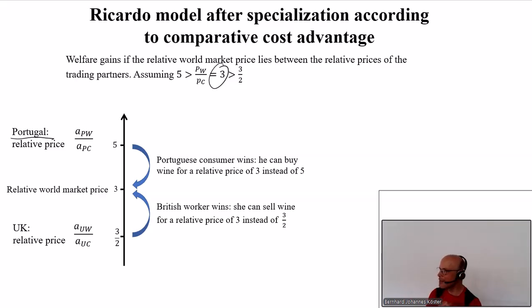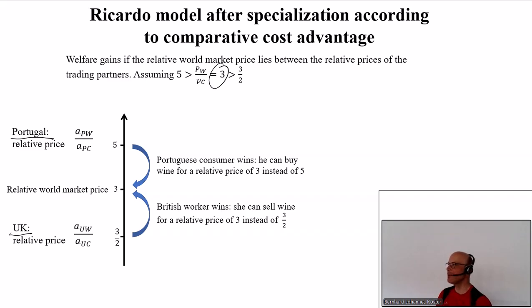Now let's take this exchange ratio on the world market of 3 and let's look from the perspective of the United Kingdom. There we have the exchange ratio of 3:2. So this would mean if I have produced wine, then at home I get 1.5 clothes, piece of clothes for this. This is my home exchange ratio.